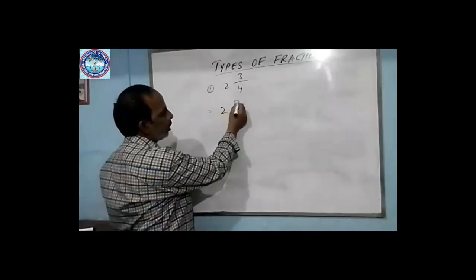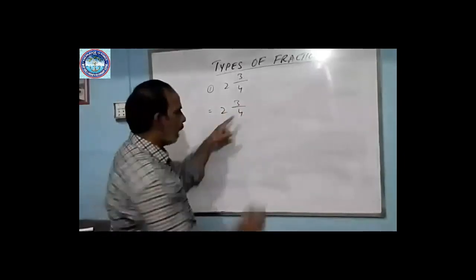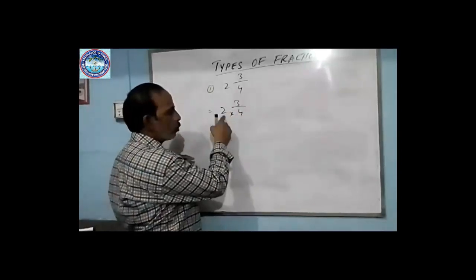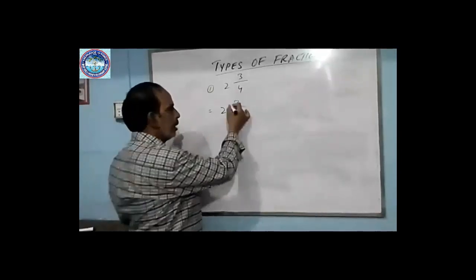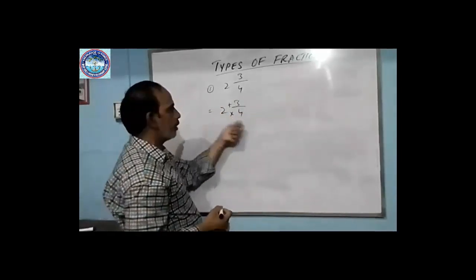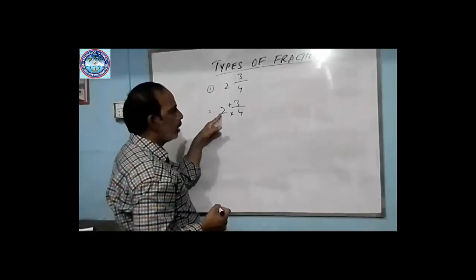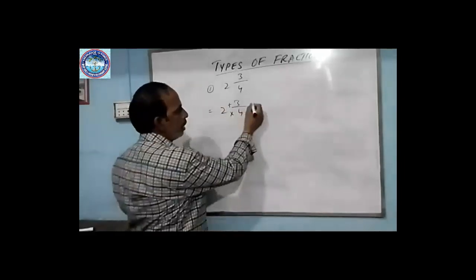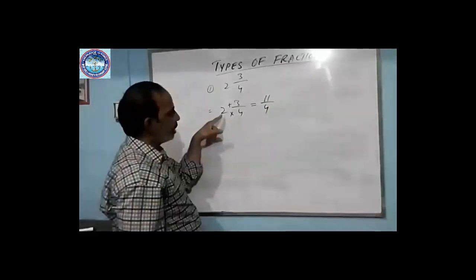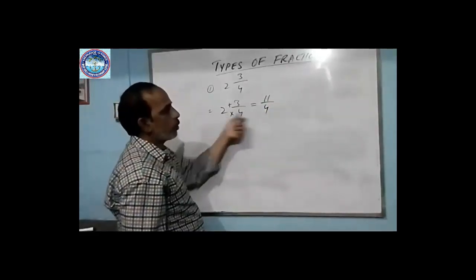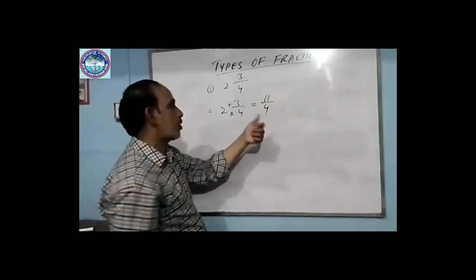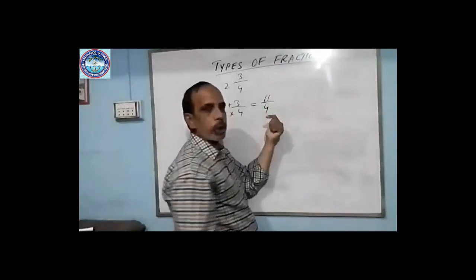First you write 2 whole 3 upon 4. You have to multiply the denominator by the whole number, that is 4 2s are 8. Then we add this 3 to the result of this product. So 4 2s are 8, 8 plus 3 becomes 11, and the denominator will remain the same. We converted this mixed fraction into an improper fraction. So 11 upon 4 is an improper fraction because the numerator is greater than the denominator.